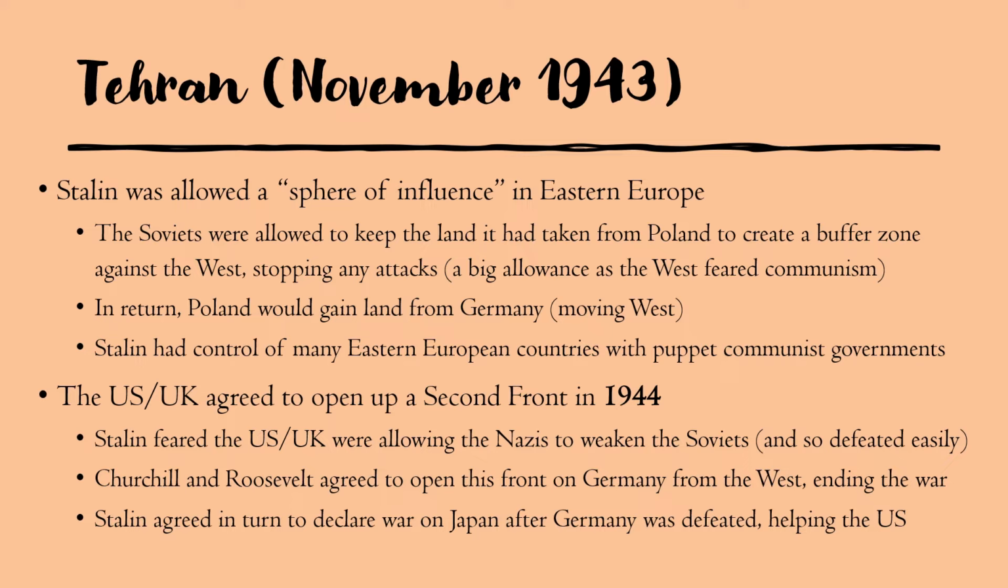And so Churchill and Roosevelt agreed to open a front on Germany from the west in France, and this would obviously end the war much, much quicker because Germany now had to fight on both sides, and so it led to their eventual defeat on the 7th of May 1945. Stalin agreed in turn because the US and UK agreed to open up the second front. He agreed that the Soviets would declare war on Japan after Germany was defeated. The US was at war with Japan, and this would just help America.